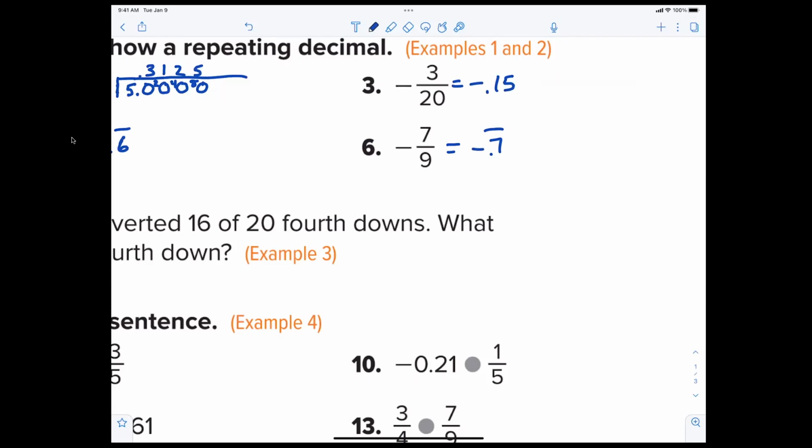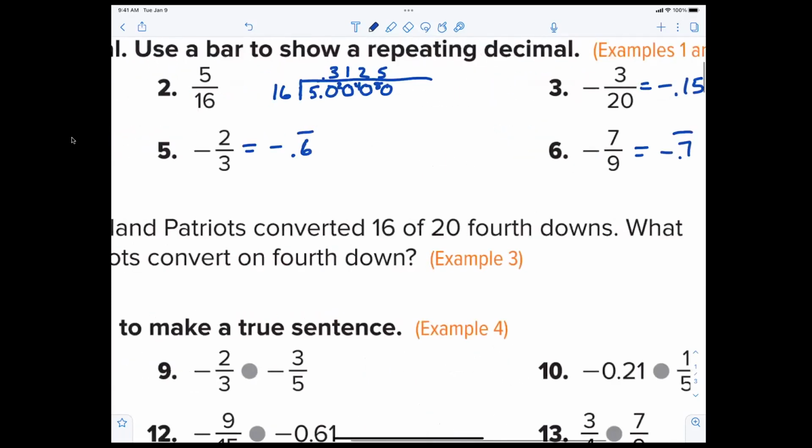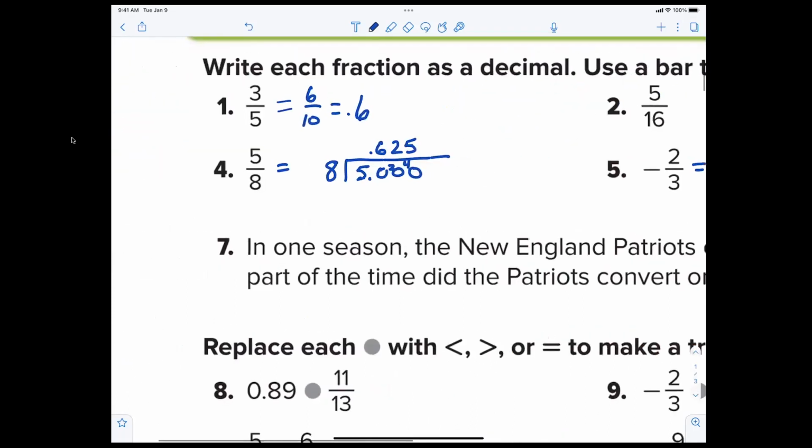5 over 8 is just a division problem. But how do you know that 1/8 is 0.125? What's 1/4? 0.25. Right? So what's half of 250? 125. That's how I got that. That's how I remembered it.